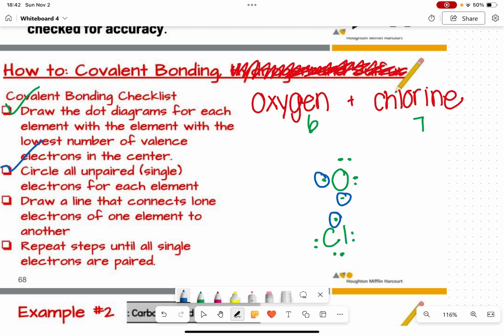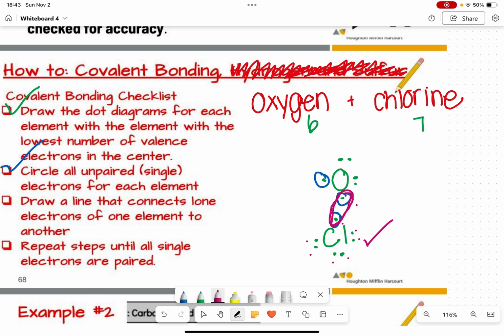Now I'm going to draw a line that connects the lone electrons of one element to the lone electrons of another. So one of the electrons on oxygen can pair up to the one on chlorine, and I'm actually just going to circle them. And so they both now have ownership over these 2 electrons. And so oxygen has 1, 2, 3, 4, 5, 6, 7, and chlorine has 1, 2, 3, 4, 5, 6, 7, 8. So chlorine's good at the octet rule, but oxygen only has 7.